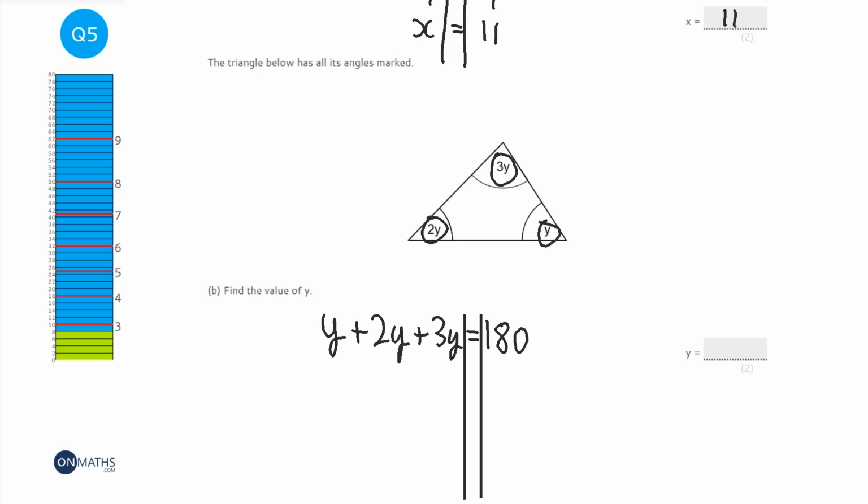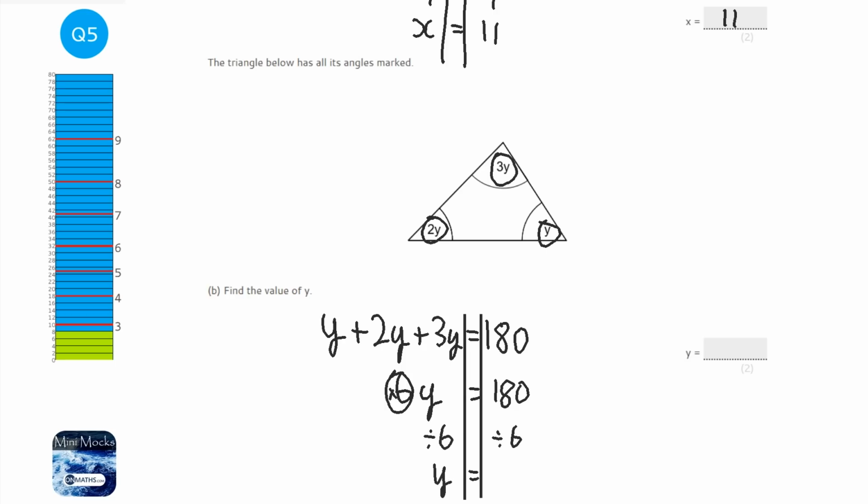So 1y plus 2y plus 3y, well, that gives us 6y in total. And then what we need to do is get rid of that times 6 there by dividing 6 both sides. So y equals 180 divided by 6. Well, I know 18 divided by 6 is 3, so I know that's going to be 30.